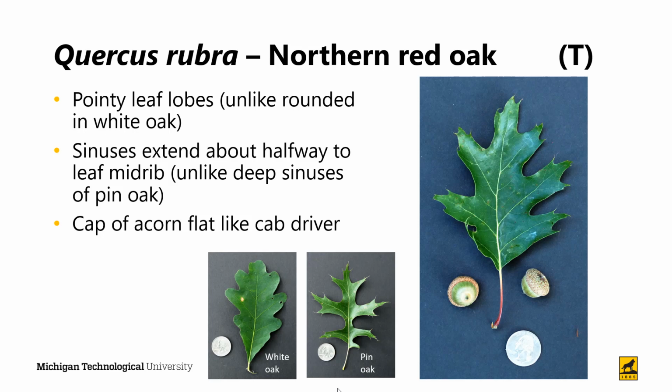Another good way to identify northern red oak is the shape of the acorn cap. To me, the acorn cap looks like a flat cap of a cab driver, unlike the acorn caps that more fully hold the acorn.